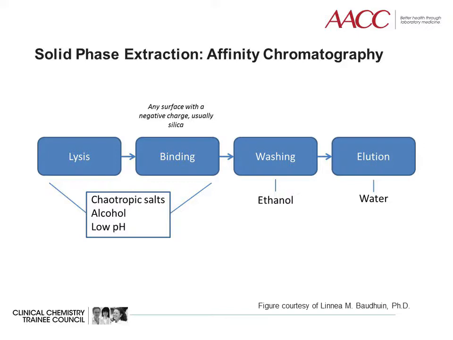Binding of nucleic acids to silica is optimized by the presence of high concentrations of chaotropic salts or alcohol plus a low pH. Washing of the silica surface is usually achieved with ethanol. Elution occurs when the nucleic acid binding to silica is reversed with water. Removal of salt and alcohol and hydration of the silica surface are all important conditions which allow for nucleic acid release from the silica surface.